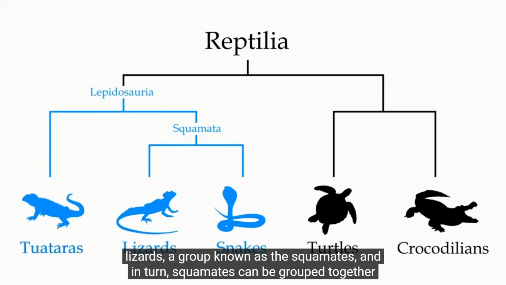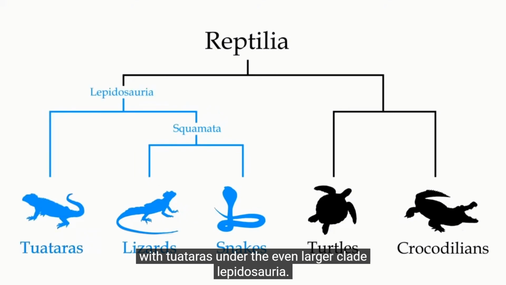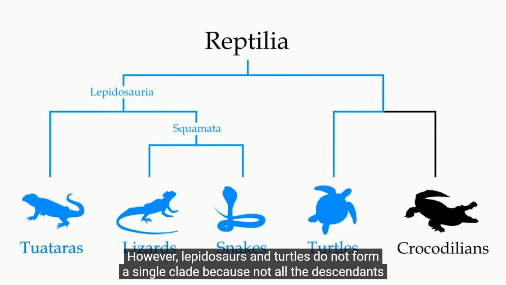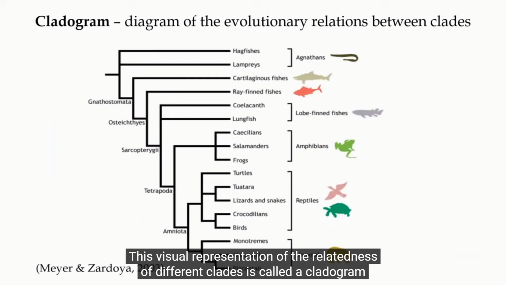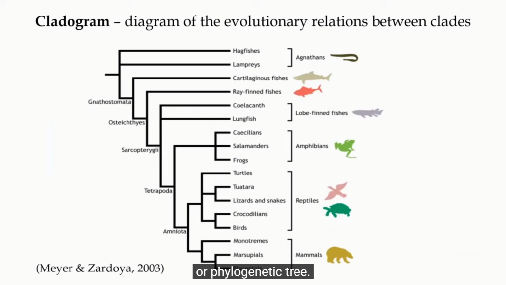And in turn, squamates can be grouped together with tuataras under the even larger clade Lepidosauria. However, lepidosaurs and turtles do not form a single clade because not all the descendants of the last common ancestor are included. This visual representation of the relatedness of different clades is called a cladogram, or phylogenetic tree.